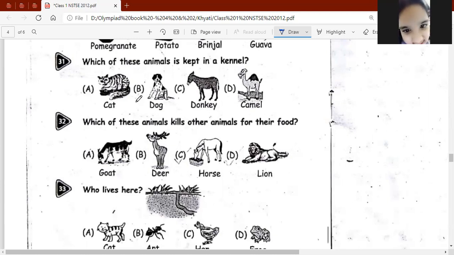Which of these animals lives in a kennel? Cat, dog, donkey, camel. Ma'am, camel? I think it's camel. No. Camel lives in the desert. Donkey lives on the ground. Cat does not live on water. So dog lives in the kennel. Okay.